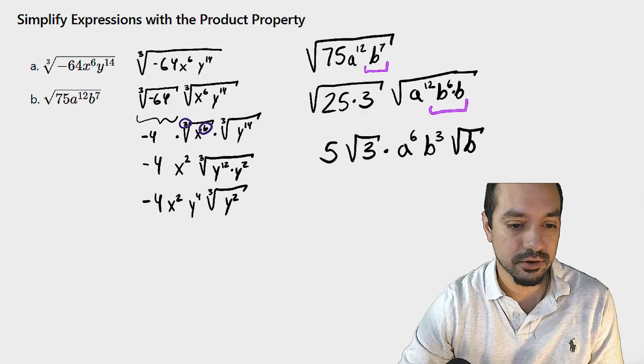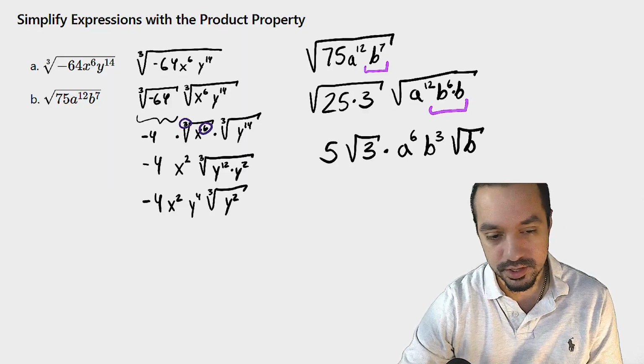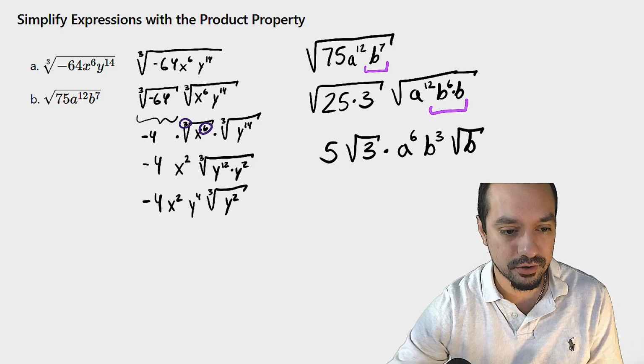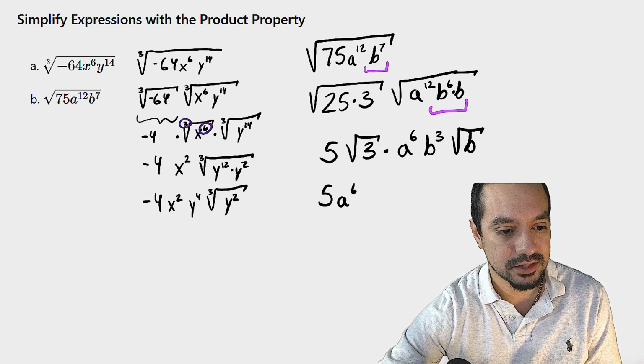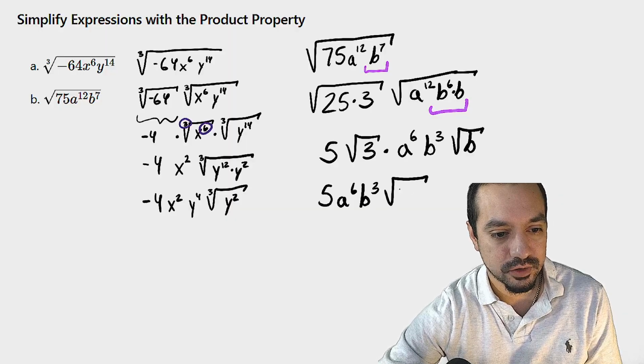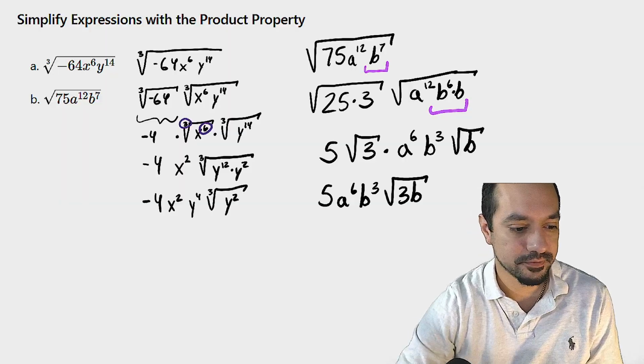From here, I'm just going to put my radicals together, and then everything that's not in the radical, I'll go ahead and put out front, getting 5 times a to the 6th times b cubed times the square root of 3b. All right, and that is completely simplified.